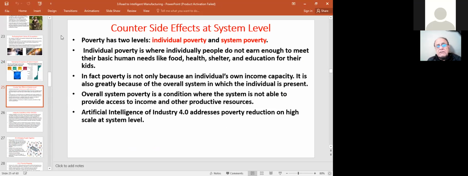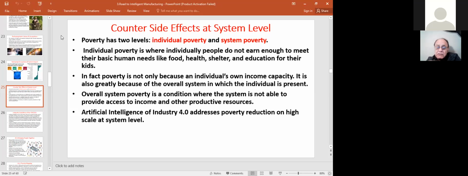When we talk of poverty, in fact, poverty has two levels: individual poverty and system poverty. Individual poverty is poverty at the individual level. One person is not able to earn enough to meet his basic needs like food, health, shelter, and education. We call him a poor person.